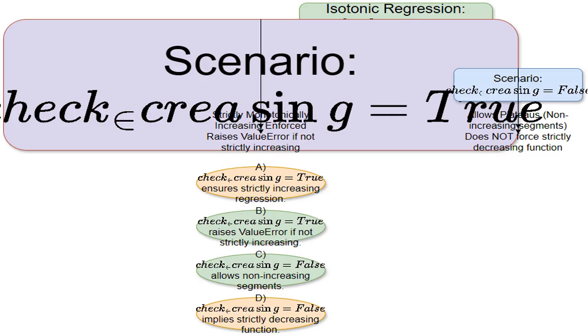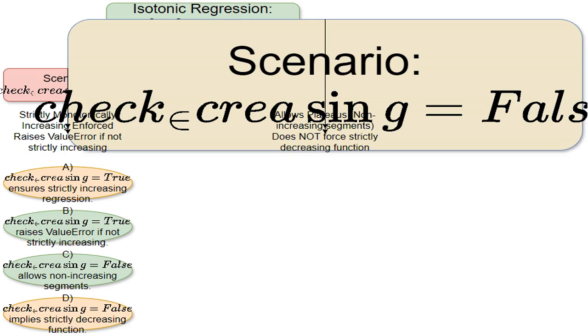When you set `check_increasing` to `true`, you're telling the model that the relationship you are modeling must be strictly increasing. No plateaus are allowed. Setting `check_increasing` to `false` means you are permitting plateaus. The fitted function doesn't have to be strictly increasing. It can have flat sections where the output doesn't change even if the input does.